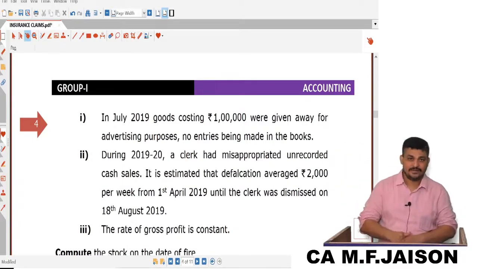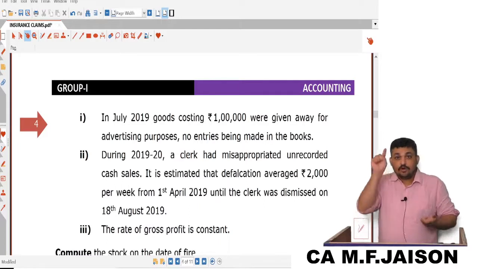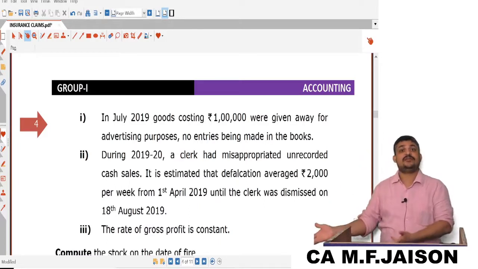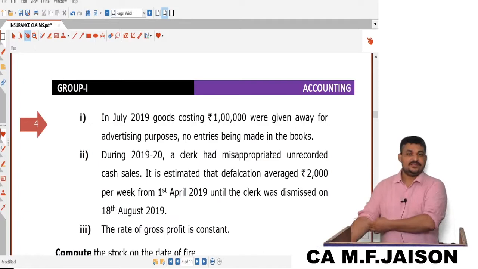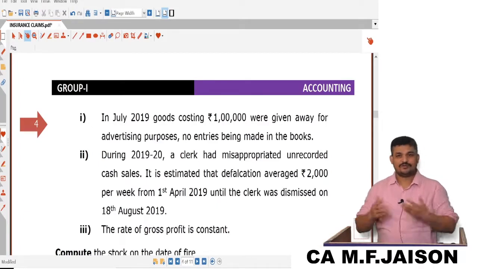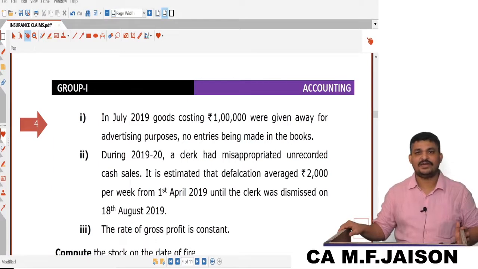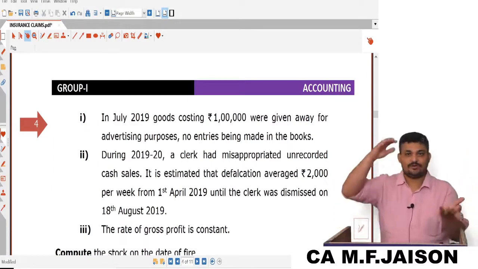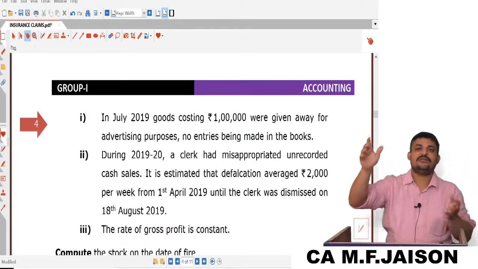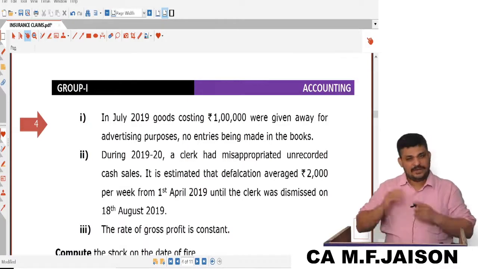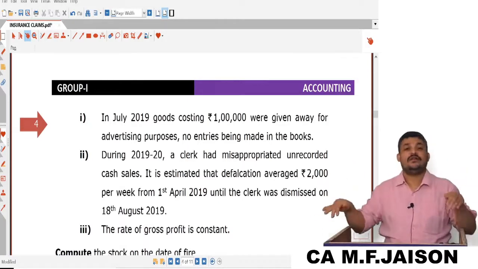Why should I do that? Because if you don't do it, even those stock also you will say it was there on the date of hire. But it was not on the date of hire. How do you find out stock on the date of hire? You are finding it by taking opening stock plus purchases, the total goods, and deducting sales. But the remaining you are presuming should have been there on the date of hire.